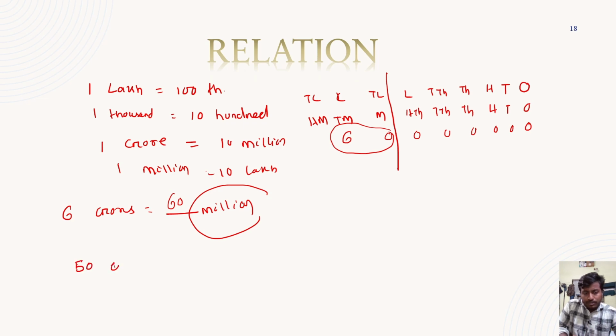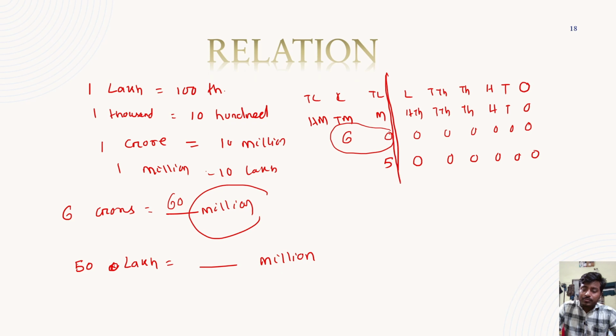Again, suppose the second question is 50 crore, sorry, 50 lakh equal to dash million. How to find it? Simply write down 50 lakh. How to write the 50 lakh? Here is 5, then 0, then 0, 0, 0, 0, 0. Okay, this is the 50 lakh. Now we need to find the million. Here is the million. Simply draw a line at the million place. Now the answer is 5. So 50 lakh equal to 5 million.